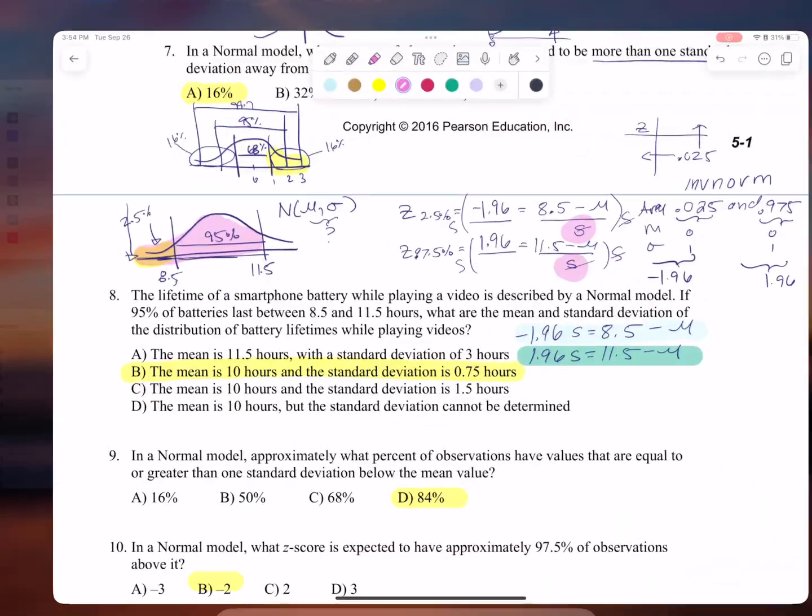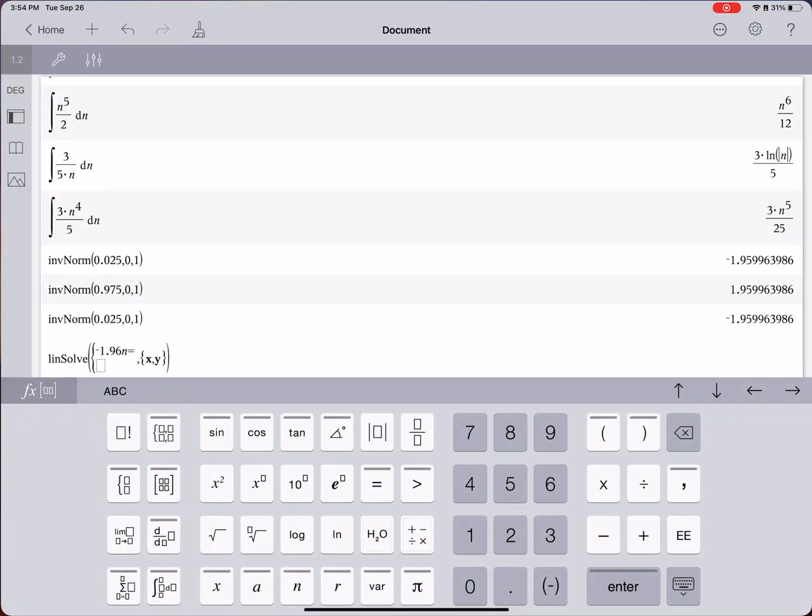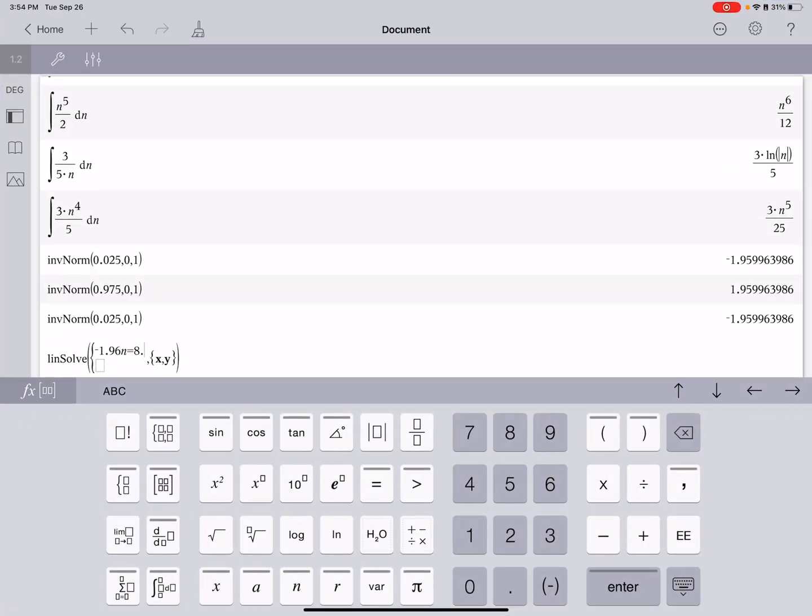So equals, and I'm letting this be N. Just let me show you. This is going to be N, and this is going to be R. Just doesn't matter. You can use anything you want. I just have mine pre-programmed. 8.5 minus R is what I'm going to do. So 8.5 minus R. And then 1.96 N equals 11.5 minus R.